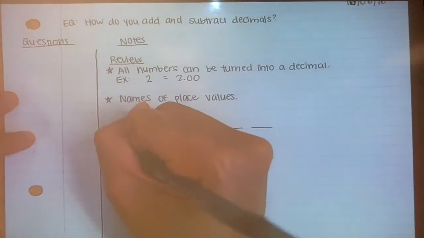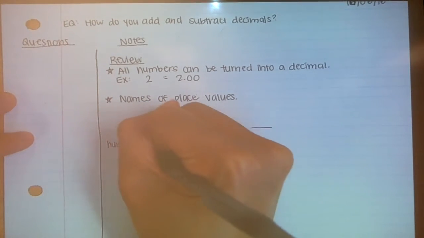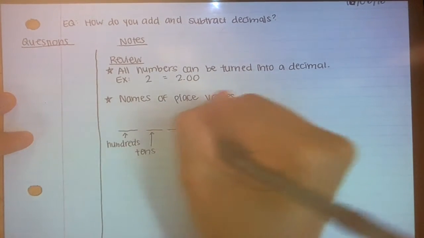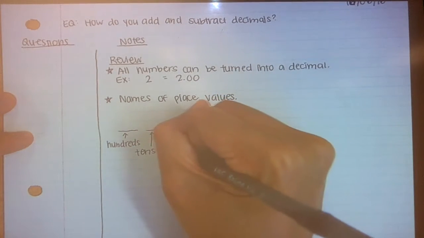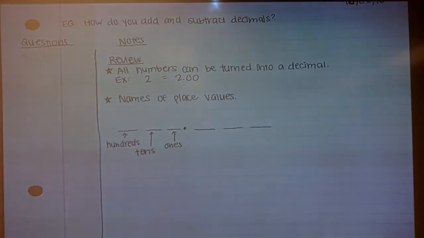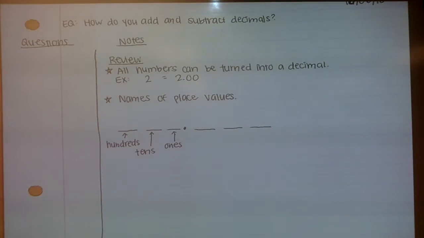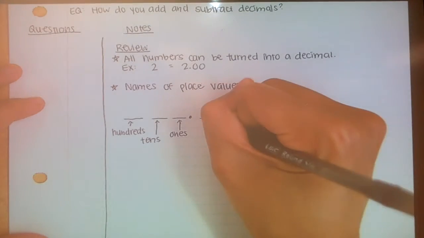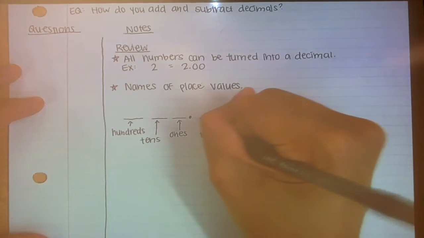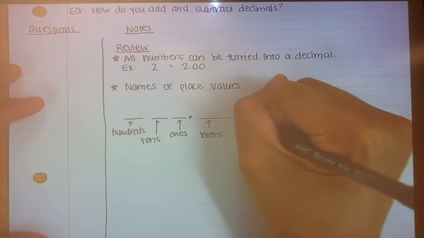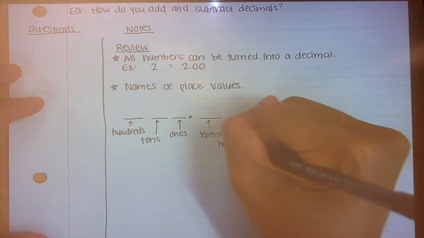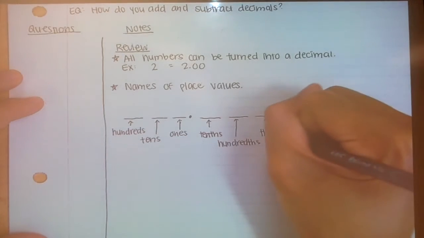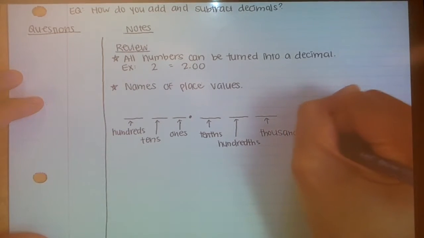So the first digit is called the hundreds. This digit is called the tens place. And this digit is called the ones place. And then after the decimal, the first digit is called the tenths place, then the hundredths place, and the thousandths place.